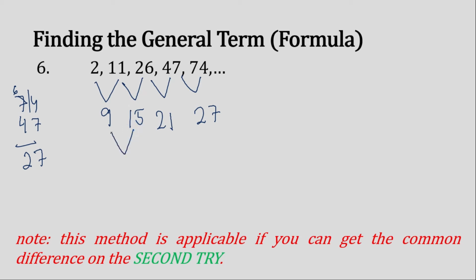Let's do another one. 15 minus 9 is 6. 21 minus 15 is 6. And 27 minus 21 is 6. So we get the common difference on the second try.